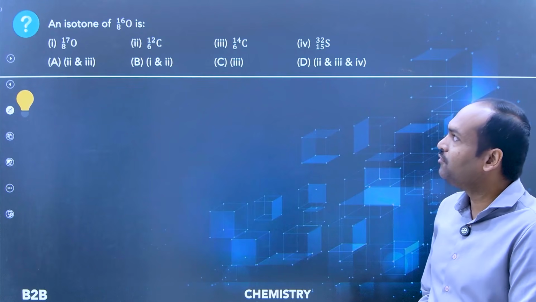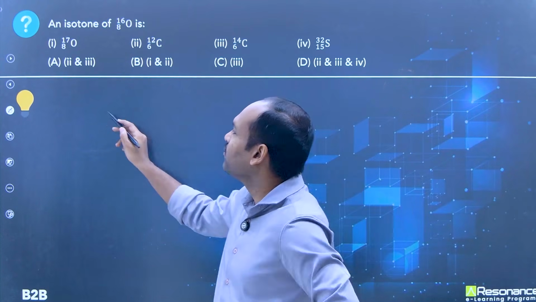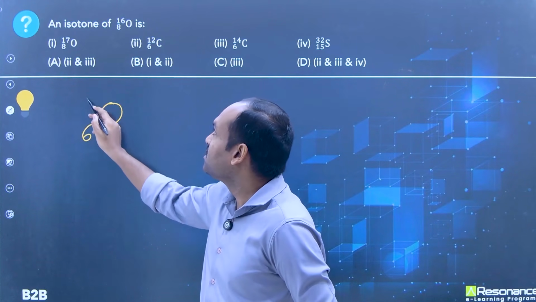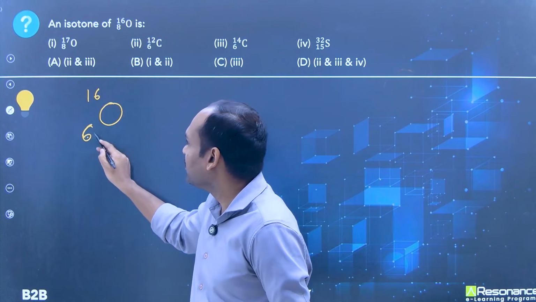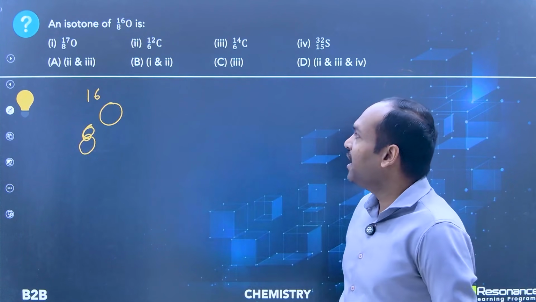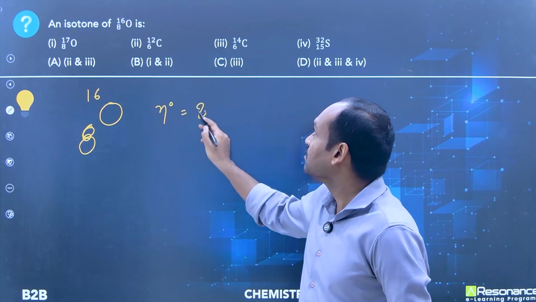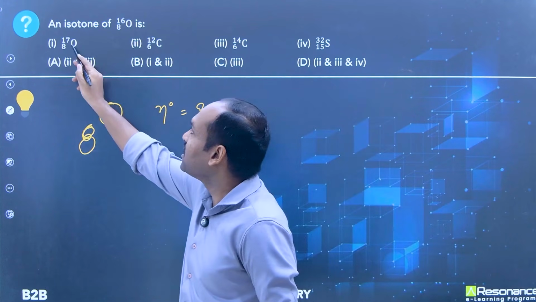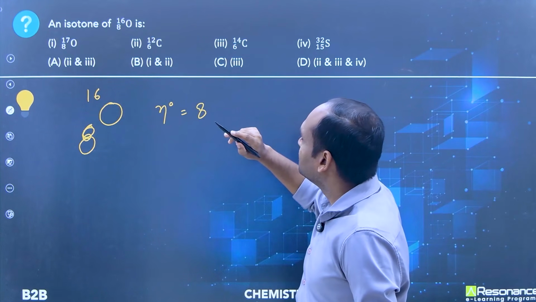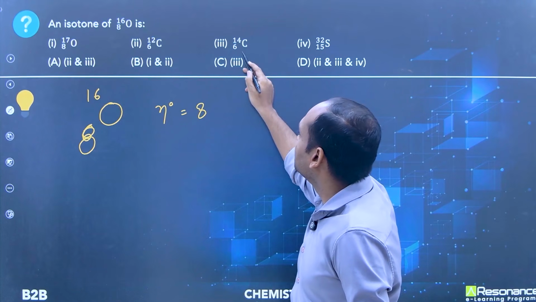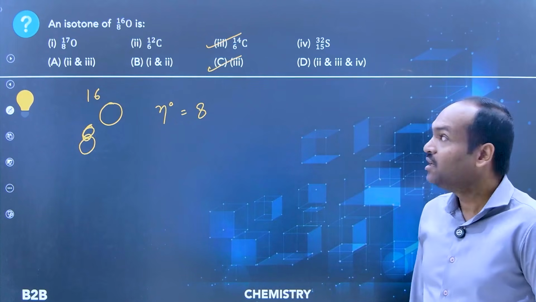An isotone of oxygen 16. Isotones have the same number of neutrons. Oxygen 16 has 8 protons and 8 neutrons. Now look, this one is 17 minus 8, not 12 minus 6. 14 minus 6 is the third option, C option.